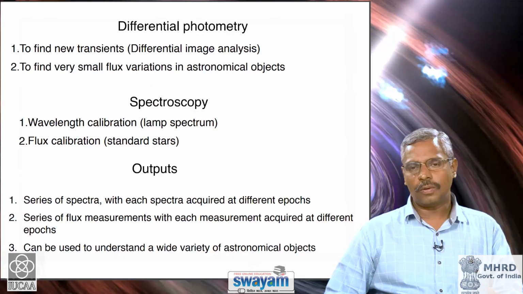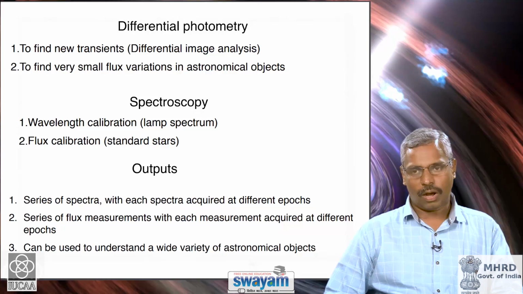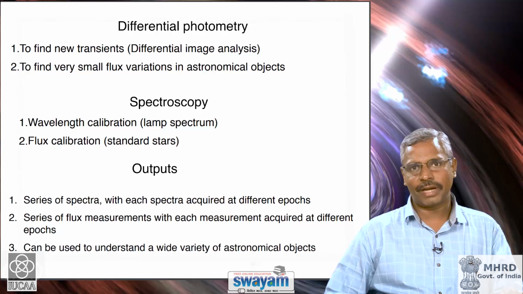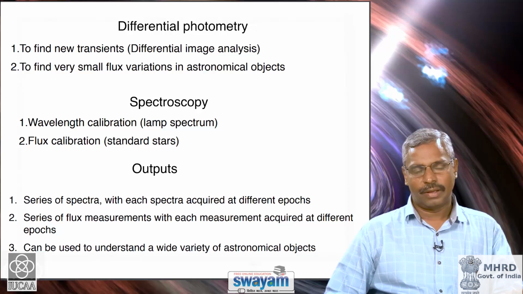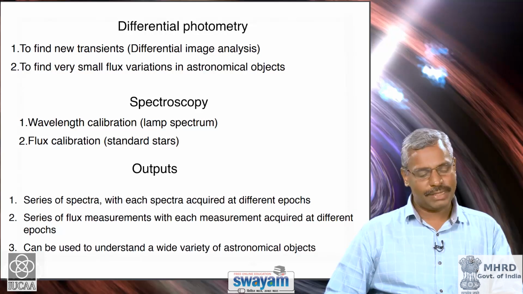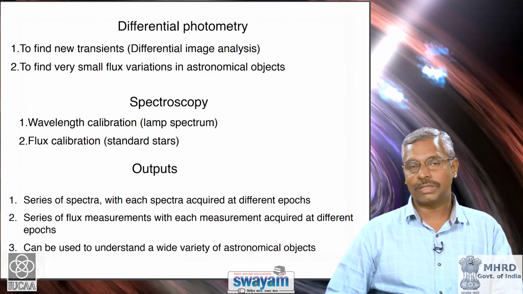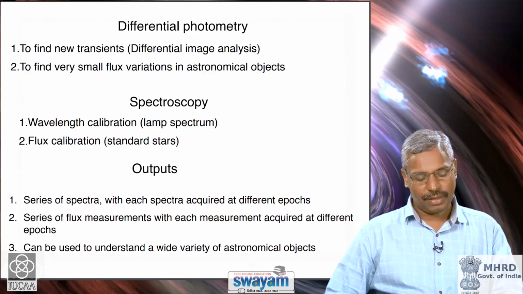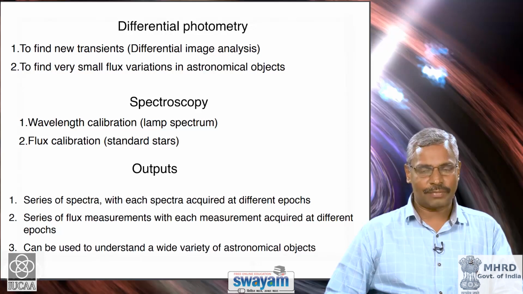So, this is how the observations we do are converted back to useful data where we can do science out of it. And one of the applications of doing timing astronomy is to find new transient sources which are coming on the sky, new sources. A source may be, say, below the detection limit for a large fraction of time.